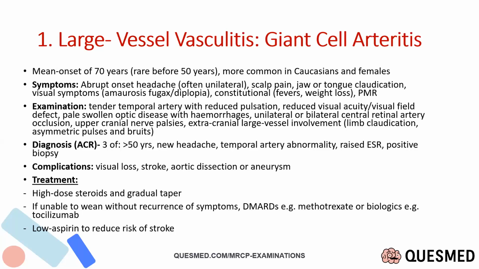You also get extracranial involvement. So you always want to ask about limb claudication and check if they've got symmetrical pulses. We use the ACR diagnostic criteria often. So we want 3 of the criteria: if they're older than 50, the headache is new, so they haven't got a history of migraine, etc. And you want to look for any abnormalities in the temporal arteries, and often we use ultrasound to do that. You want to look for the raised inflammatory markers, which is key. I've never seen one with normal inflammatory markers.